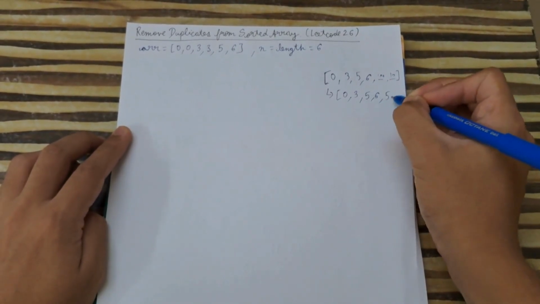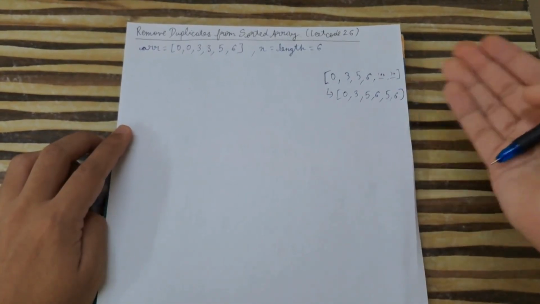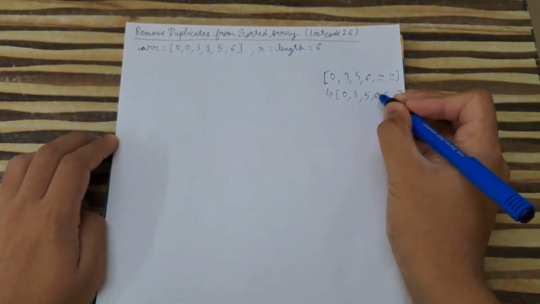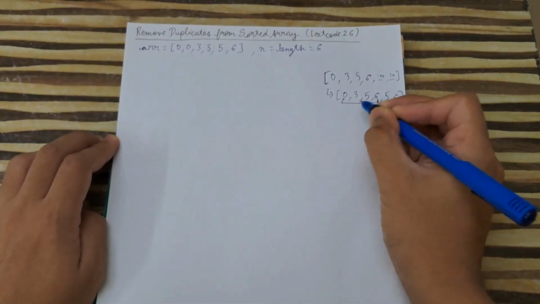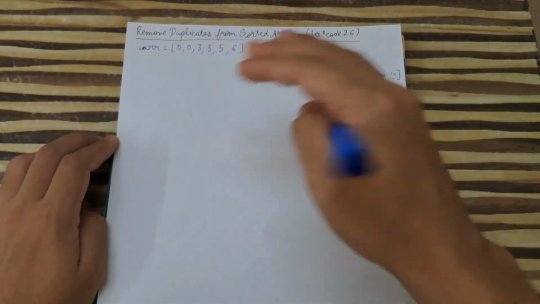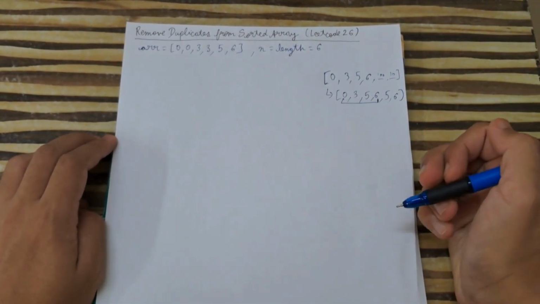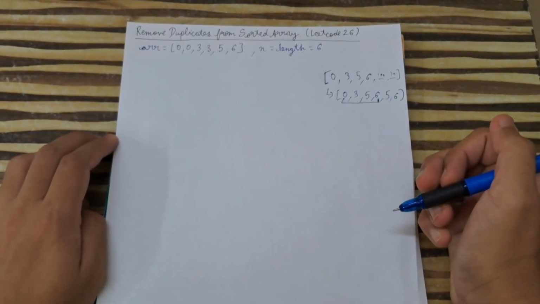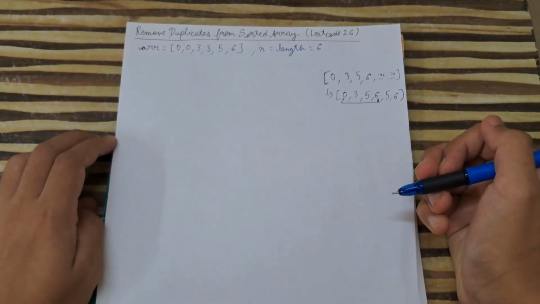5, 6 and 5, 6. We'll modify the array in such a way that this will be the array in the end. So as you can see, the first 4 elements contain the first 4 unique elements. So I hope you understand the question. Now I'll show you the pseudocode.